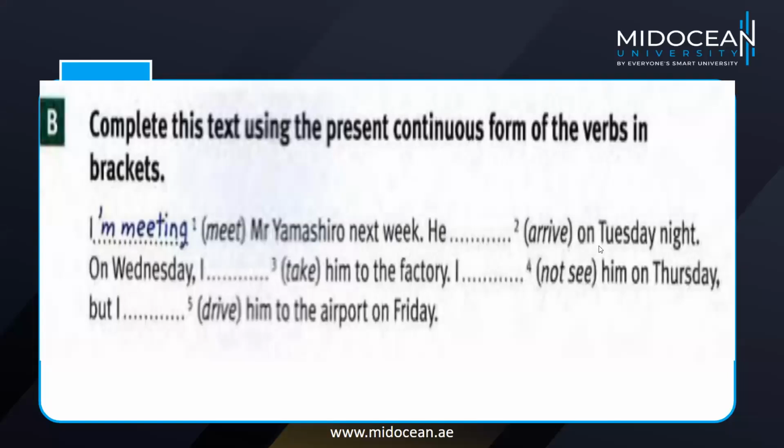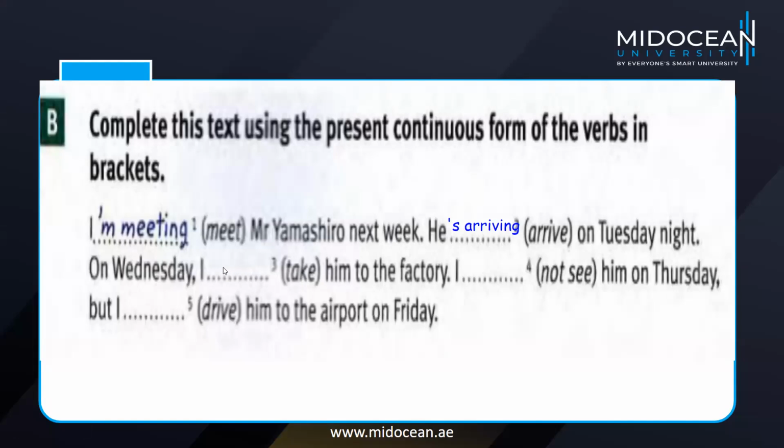He arrives on Tuesday night. So he is arriving. Of course I can say he's or he is. He's is short for he is. On Wednesday I'm taking him to the factory. I have an arrangement that I'll take him to the factory.